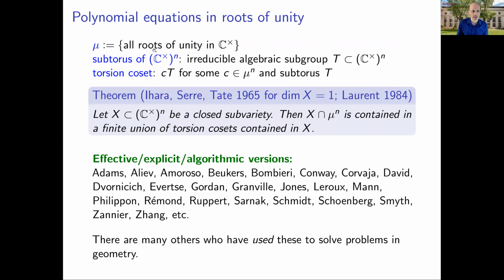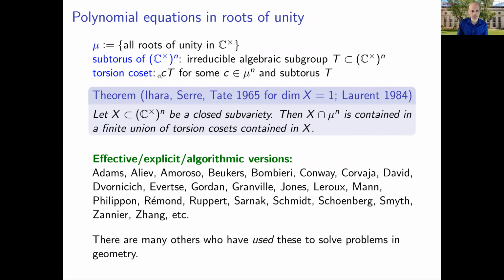So mu will denote the set of all roots of unity of all orders, and we'll be talking about the n-dimensional torus, which is C star cross C star cross C star, n times, and then a subtorus just means an irreducible algebraic subgroup of that. It could be, for example, the subgroup where the product of the n coordinates is 1. That would be a codimension 1 algebraic subgroup, the subtorus. And then by torsion coset, I mean a translate of that subtorus by some torsion point, some point whose coordinates are roots of unity.